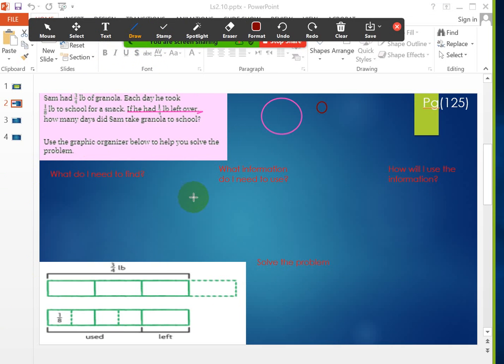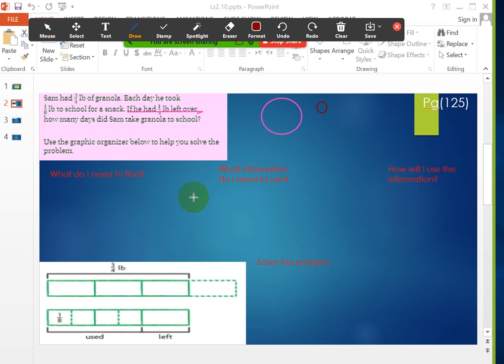Girls, please stop typing on the chat. Granola, Salma, is something like oats. You know oats? Something like oats. You take it with milk as a snack in the morning, and maybe fruits.